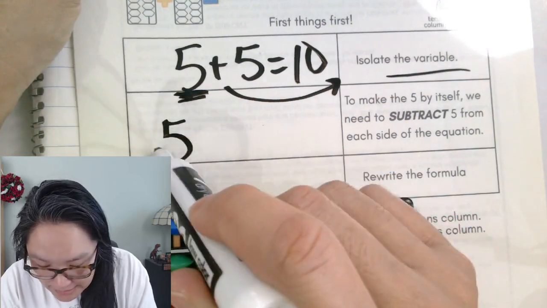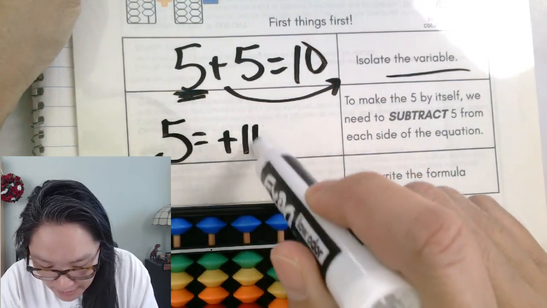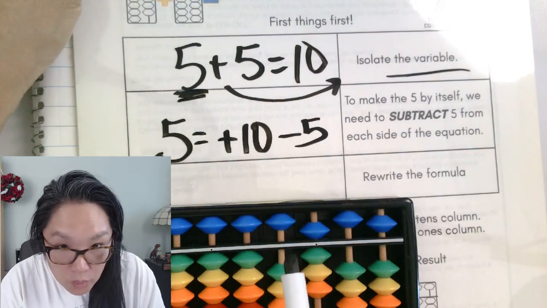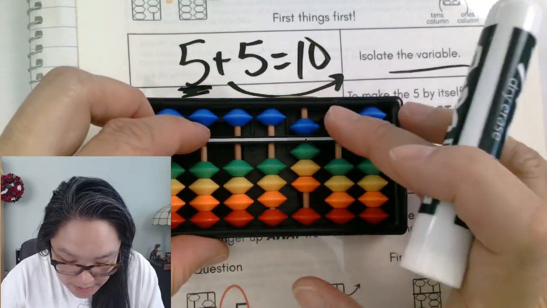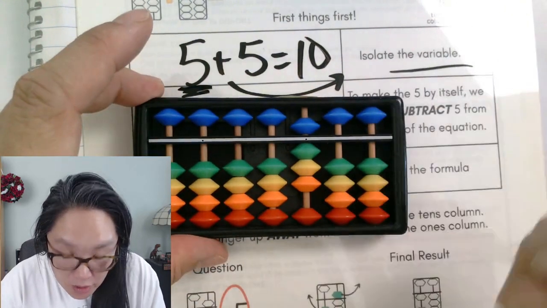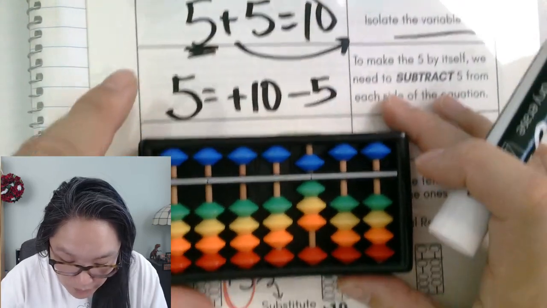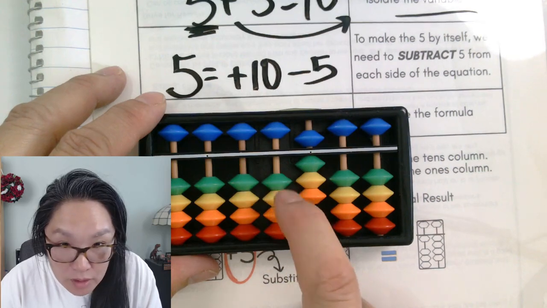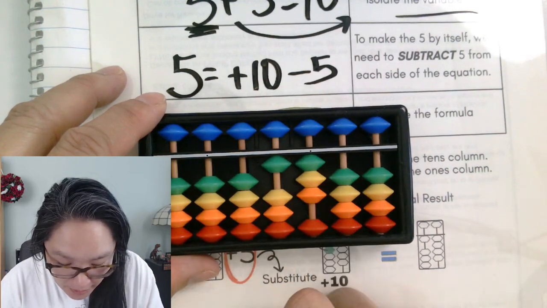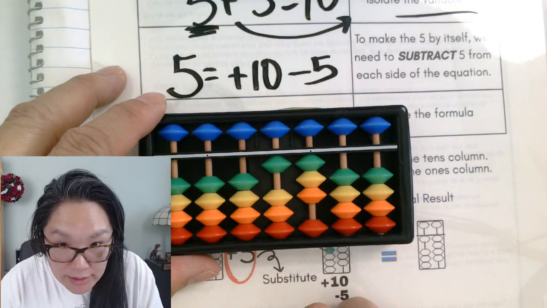And when I isolate it, 5 is equal to plus the 10 minus the 5. Why do we need to know that? Well, this is where it comes into play. The question is, I don't have enough beads to add the 5. So what do I need to do? I'll use my formula. Plus the 10 just means go to the next column over. Plus the 10 minus the 5. So my final answer is 13.